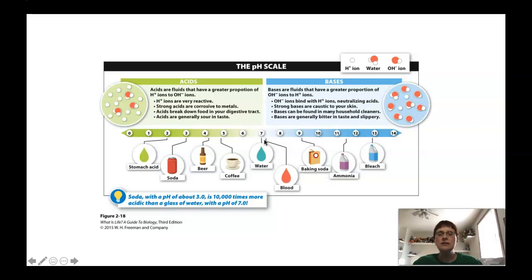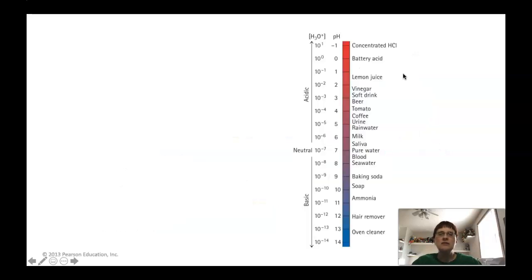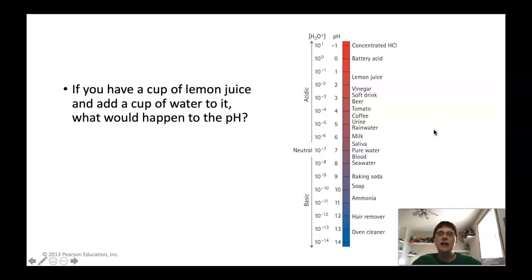But even our blood is slightly basic. So we actually tend to hang around right here in the neutral area, or the neutral zone, as far as the pH scale goes. So let's think about this pH scale as far as if we had a cup of lemon juice. You can see lemon juice is actually more acidic than our stomach acid.